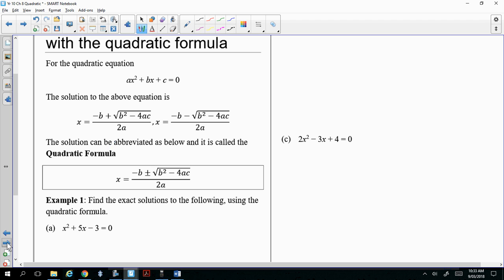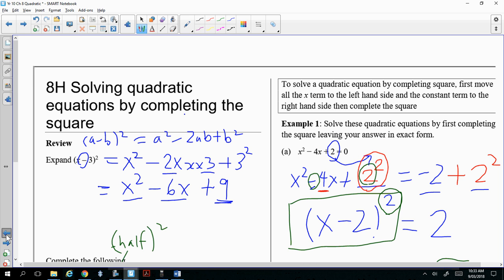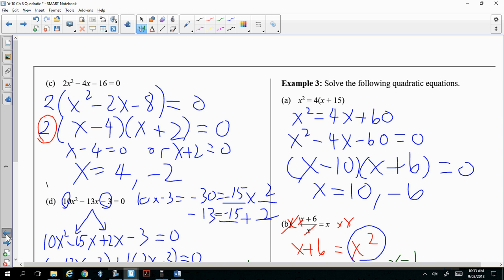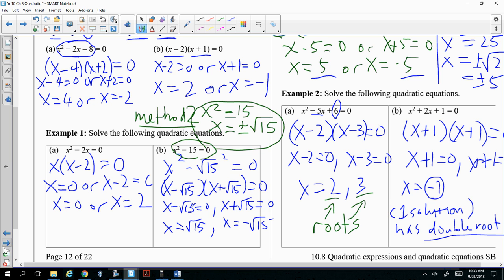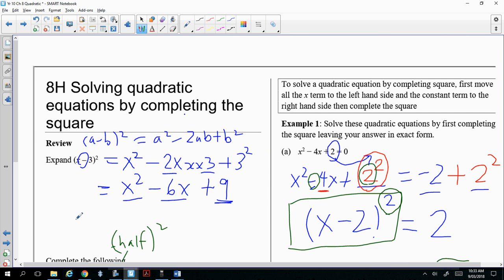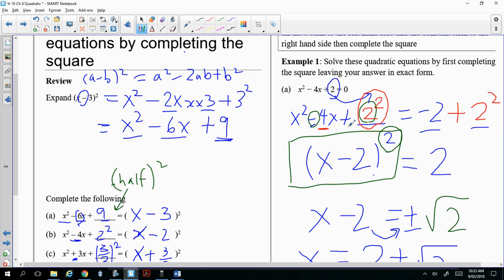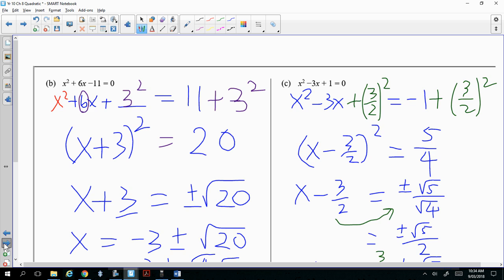A formula to solve a quadratic equation. So far we've learned two methods. The first method is factorizing, which is using the null factor law to solve a quadratic equation. And then the other method we learned is called completing the square, which is useful for solving things that we can't factorize. And today we're going to learn a formula for quadratic equations.